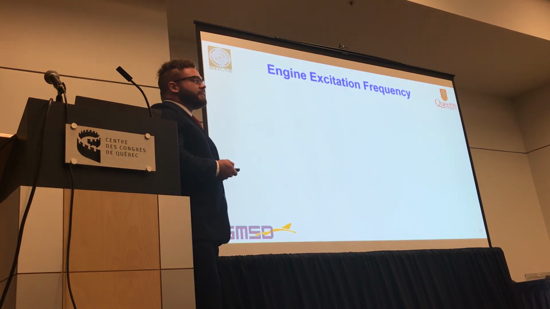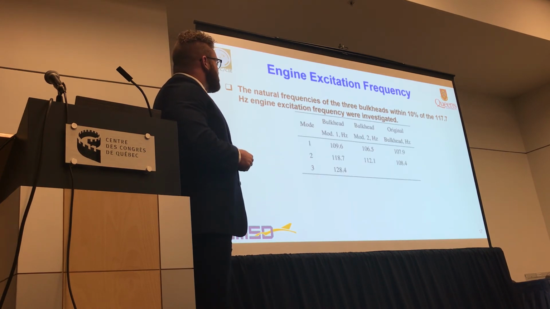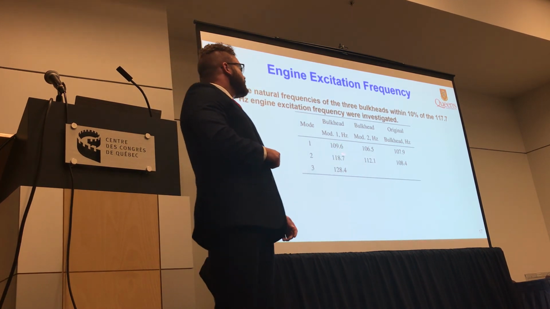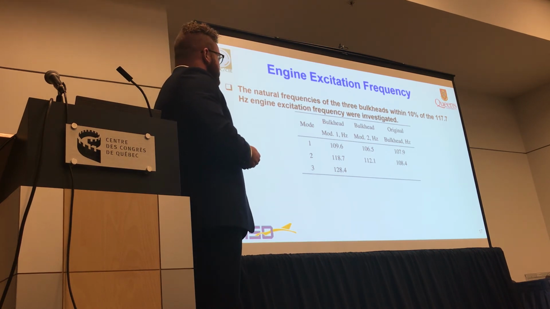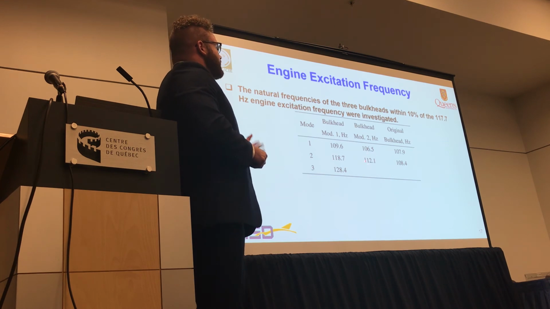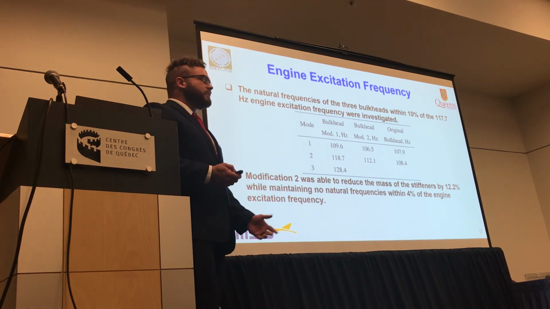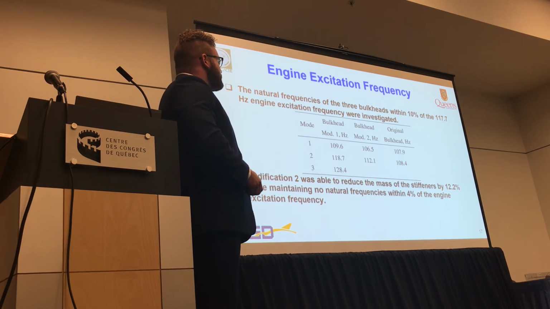So when I went ahead and investigated the engine excitation frequency, I analyzed within 10% of 117.7 hertz, which I took to be the engine excitation. The first modification actually increased the modal density within that range, so that's not what we wanted, so I didn't consider that design any further. But the second modification maintained consistent modal density with the original configuration, in addition to reducing the overall mass of the stiffeners by 12.2%.